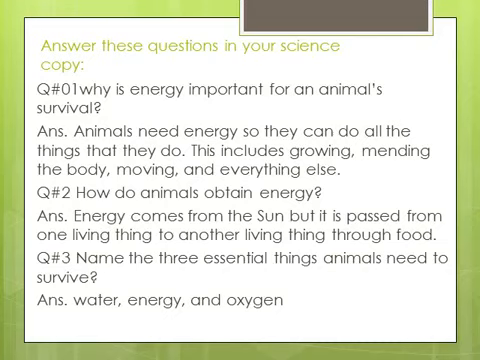Now question number 2 is, how do animals obtain energy? Energy comes from the sun, but it is passed from one living thing to another living thing through food. This question is relevant to the food chain. Now question number 3 is, name the 3 essential things animals need to survive. The answer is very easy: water, energy and oxygen.